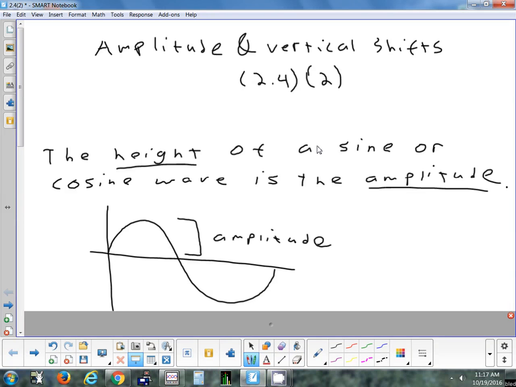All right, so the first thing is what is the amplitude of a sine or cosine wave? Basically, it's the height. Okay, it's the height of the wave measured from that center line. And as far as it goes above the center line, that should be symmetrical with as far as it goes below.